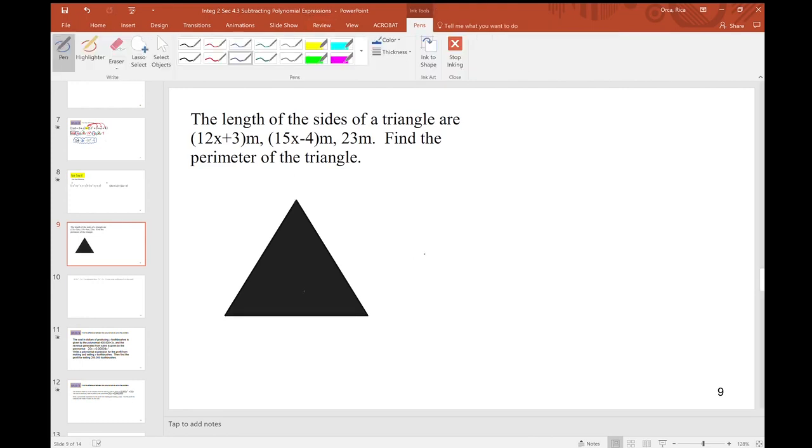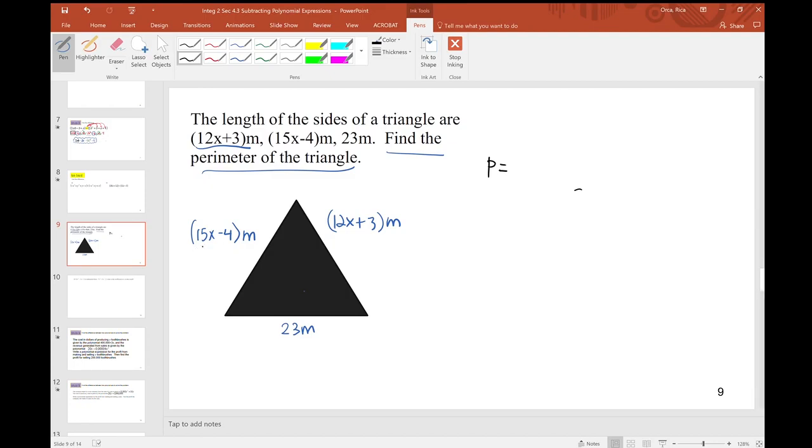So I have my triangle, and now I'm just going to label the sides. One side is 12x plus 3 meters. The length of the second side is 15x minus 4 meters. And the length of the third side is 23 meters. In the problem, we want to find the perimeter of the triangle. The perimeter is simply the distance around the triangle. So to find the perimeter, just add up all the sides.